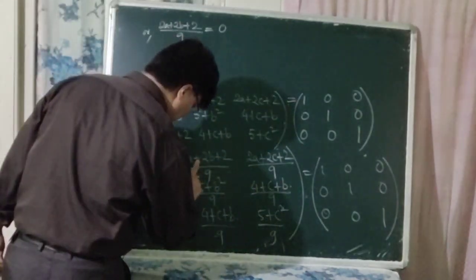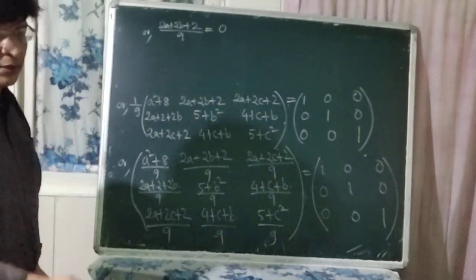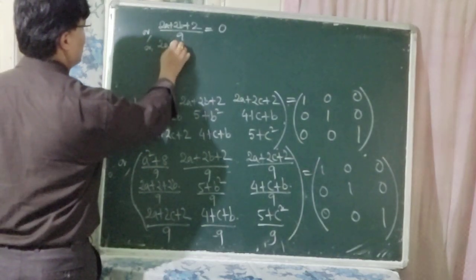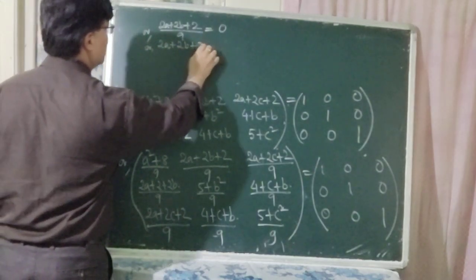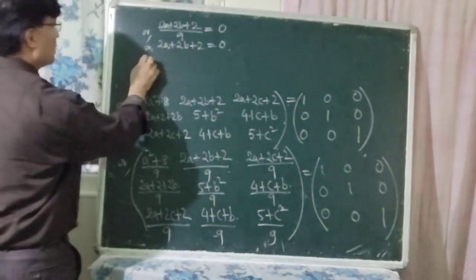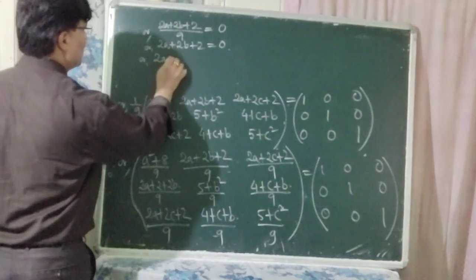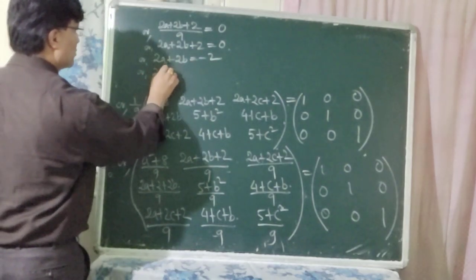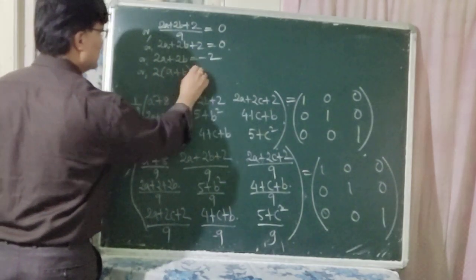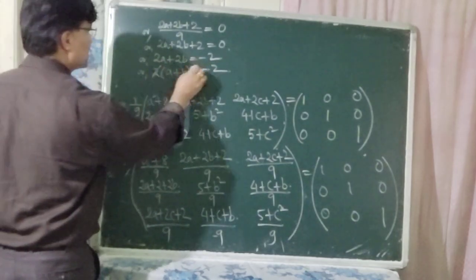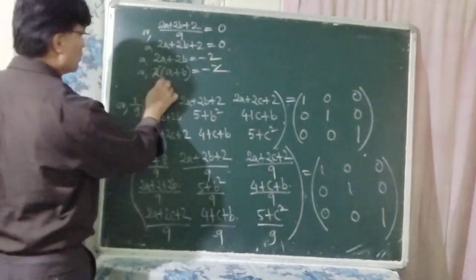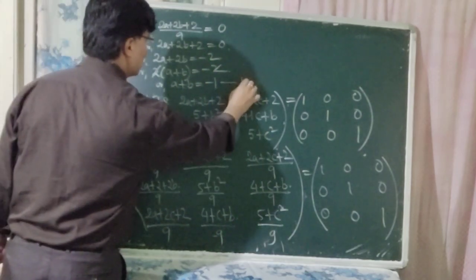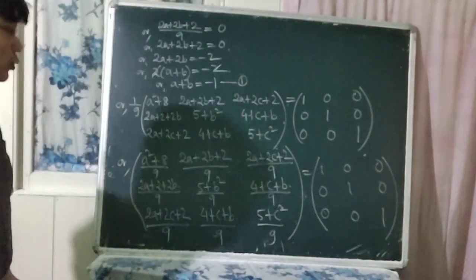So that means we have equated with 0, right? So this is 2A plus 2B plus 2 is equal to 9 zeros are 0, or this is 2A plus 2B is equal to minus 2, or here 2 is taken common, A plus B is equal to minus 2. You can cancel this 2 because 2 is not equal to 0. So A plus B is equal to what is here? It is minus 1. This is equation number 1.